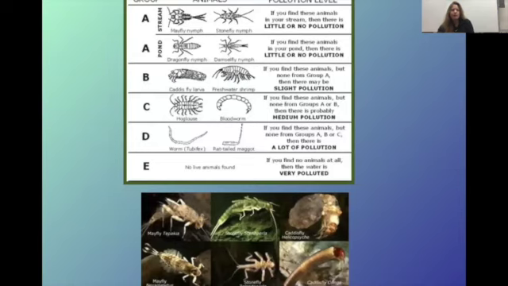Here's what the Trent Biotic Index looks like. These are some of the insect larvae that you're looking for. And then based on what you find, you can judge the pollution level of your area.